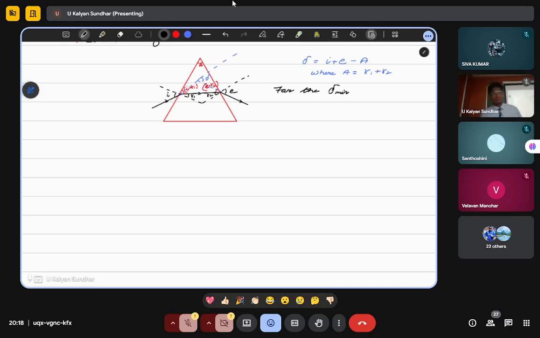So for the D minimum, two cases. First thing is R1 should be equal to R2. The angle of refraction should be the same. Right? Now, when it comes out, let me take it as R, and inside it has got some medium. Correct, sir? How do you write this? Mu2 by mu1 will be equal to sin I by sin R.